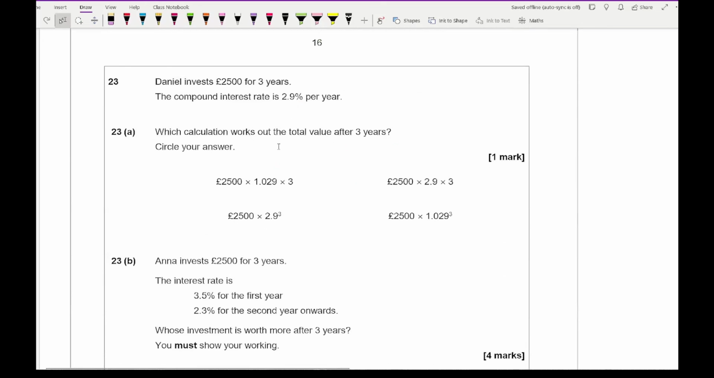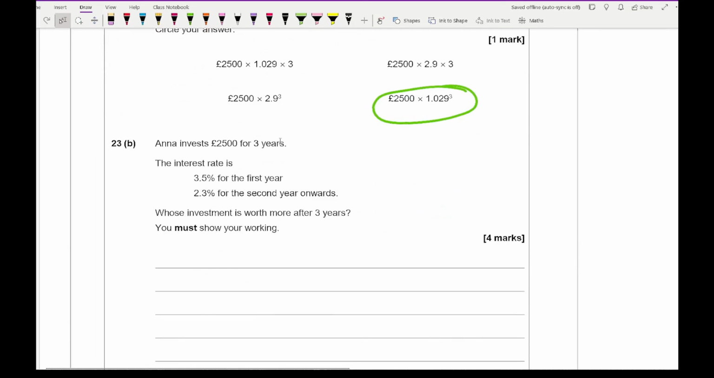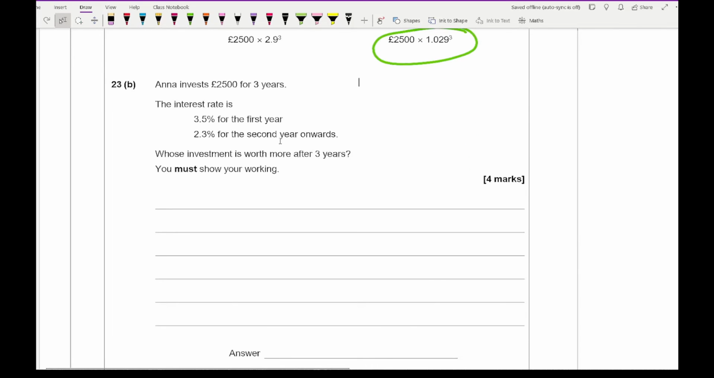Moving on to question 23, it says Daniel invests 2,500 for 3 years. The compound interest rate is 2.9% per year. Which calculation works out the total value after 3 years? Circle your answer. Well, the correct answer is going to be the bottom right hand corner. Then it says Anna invests 2,500 for 3 years at an interest rate of 3.5% for the first year and then 2.3% for the following years.